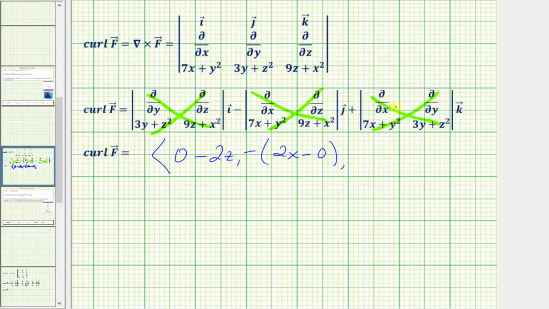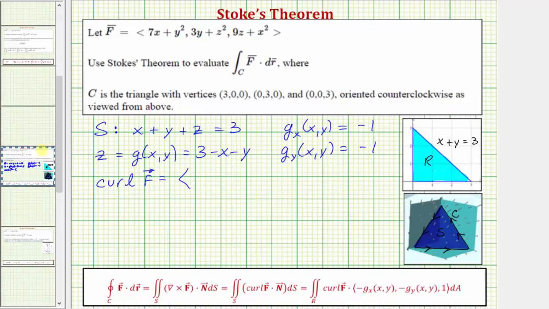And then for the z component, we have the partial derivative of 3y plus c squared with respect to x, that would be 0, minus the partial derivative of 7x plus y squared with respect to y, that'd be 2y. So simplifying, the curl of the vector field f would have an x component of negative 2z, a y component of negative 2x, and a z component of negative 2y.